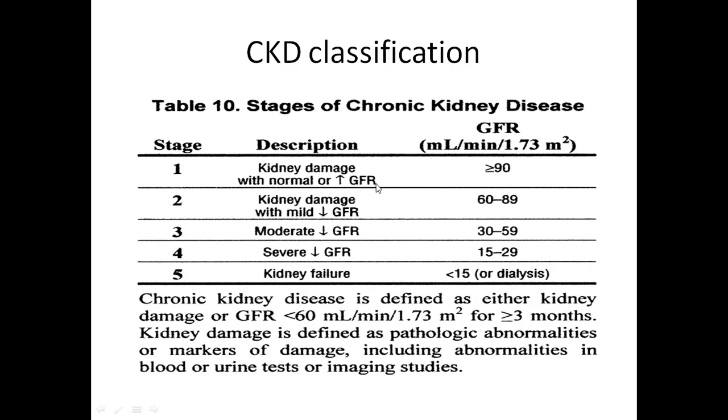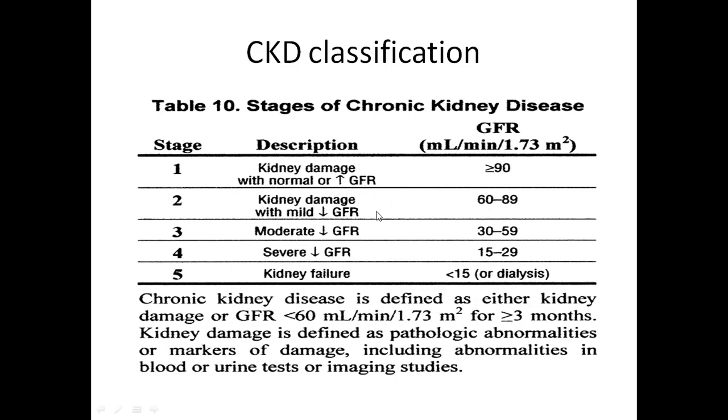Based on the GFR, CKD can be classified into 5 groups: kidney damage with normal GFR, kidney damage with mildly decreased GFR, kidney damage with moderately decreased GFR, kidney damage with severely decreased GFR, and last, end stage renal failure. In stage 1 the GFR is more than 90, stage 2 it is 60 to 90, stage 3 it is 30 to 60, stage 4 it is 15 to 30 ml per minute, and in the last stage, end stage renal disease, it is less than 15 ml per minute.